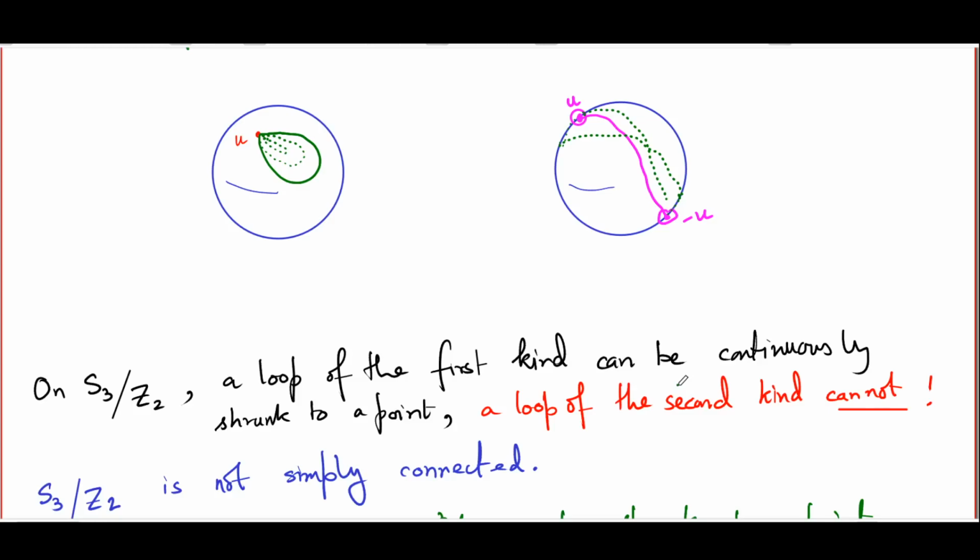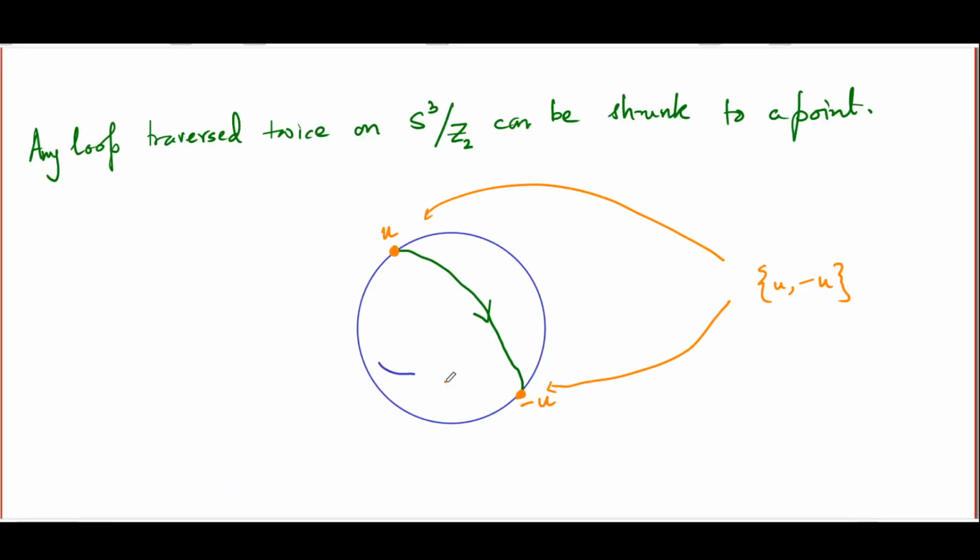What is rather non-trivial is the fact that even loops which go from u to minus u on S3 can actually be shrunk down to a point if you traverse it twice. To understand why this is true, let us fall back once again on our picture of S2 by Z2. And here what I have done is drawn a loop which goes from the point u to the point minus u on S2, this green curve, but this really is a loop on S2 by Z2 because it's going from the point u comma minus u to itself.